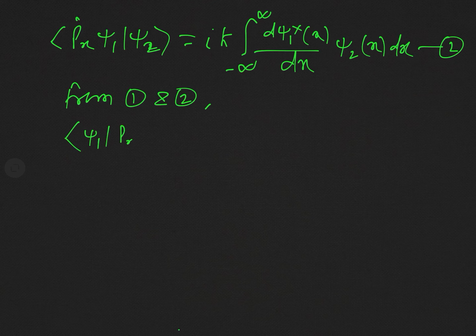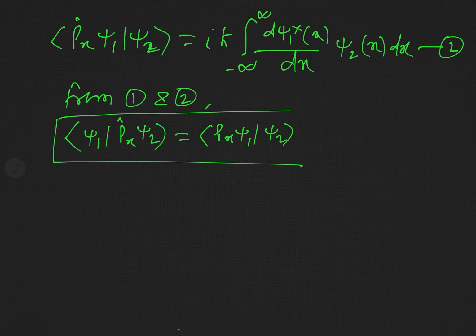bracket psi 1 px hat psi 2 equal to bracket px psi 1 psi 2. So this result shows the very important property of Hermitian operator, and this is the condition which, when satisfied, then you call the operator Hermitian.